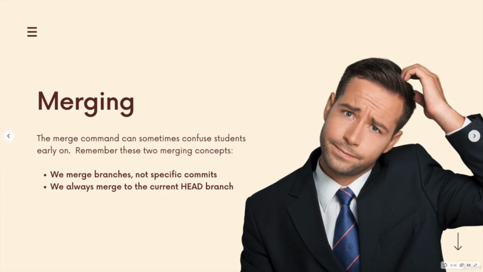So everybody at X company works on their own feature branch for each feature and then potentially merges them back into master. So there's a couple of things that can be confusing about merging. And basically, I try and boil it down to these two principles. We merge branches, not specific commits. So we don't pick one commit and a second commit and join them together. We merge branches. And the second piece is that we always merge based on the current head branch. We merge to where we are, to where head is.